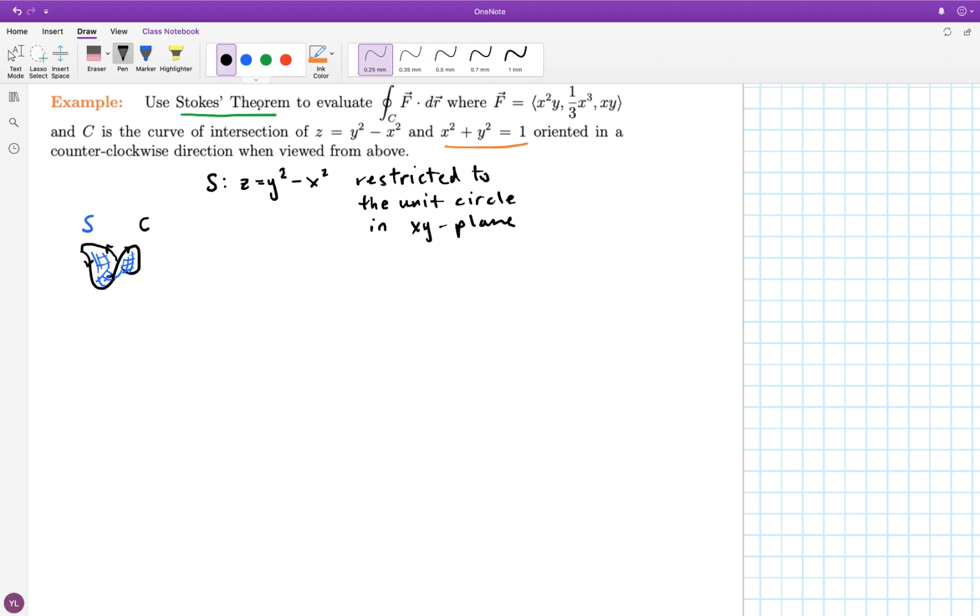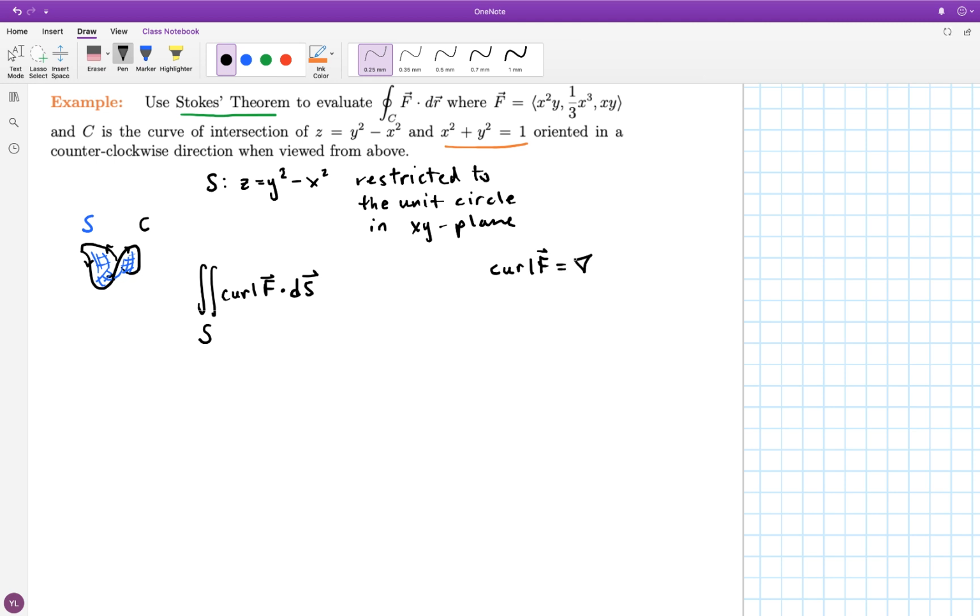Okay, and then I want to set up this surface integral over S of the curl of the vector field F dot dS. So this surface integral of the curl of the vector field. All right, well, some of these parts are easier than others, so let me actually move over here and compute the curl of F.